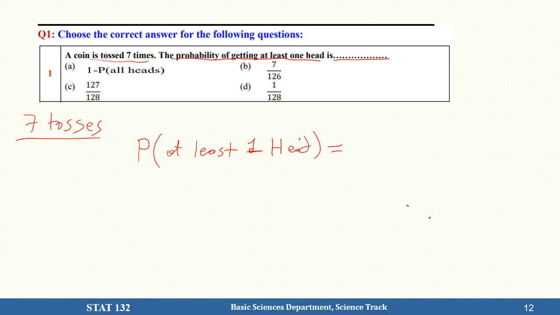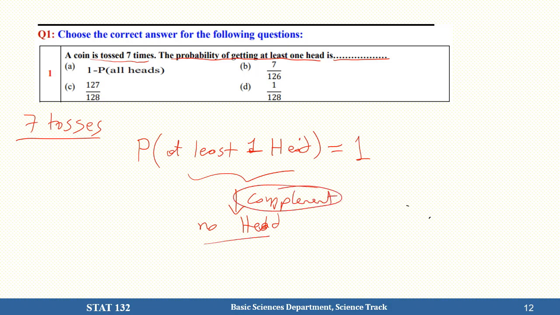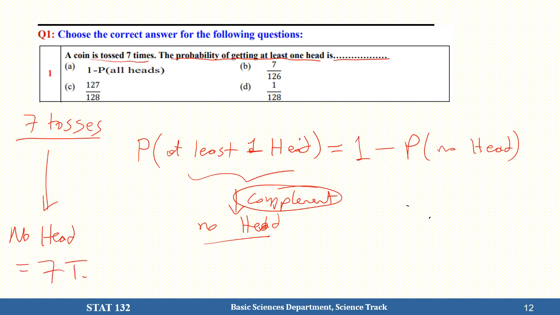If we think of its complement, its complement or opposite will be no head. So its complement, or negation, is no head. So we can say this is 1 minus the probability of having no head. No head in 7 tosses means 7 tails. So it is 1 minus the probability of 7 tails.